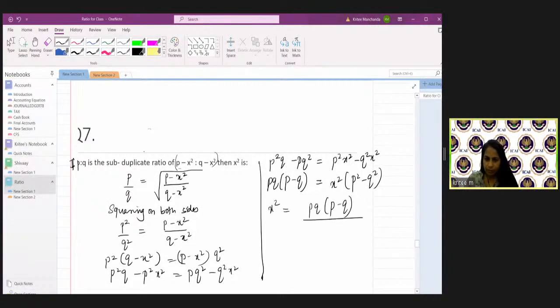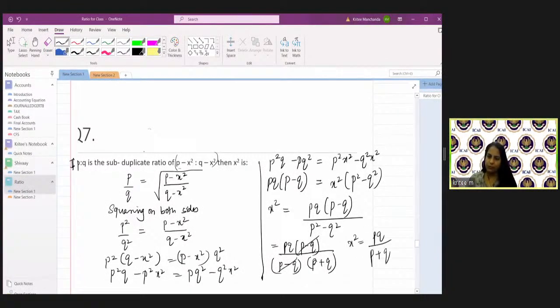This is multiplied here, and when it comes across it is divided. Again I can use another algebraic formula here: A square minus B square is A minus B into A plus B. This cancels off. So X square value is PQ upon P plus Q. Right?